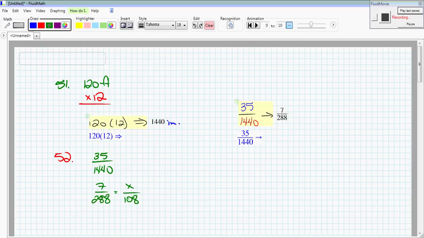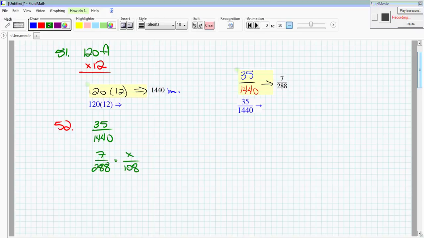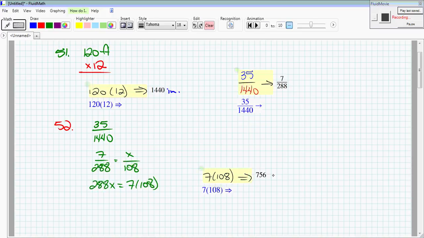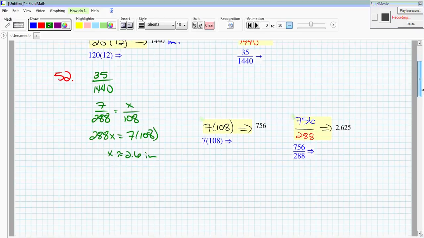Bat over sculpture equals bat over sculpture. From here, we're going to cross multiply, and we get 288x equals 7 times 108. So we take 7 times 108, and then we divide that value of 756 by 288, and what we get, rounded to the nearest tenth, is approximately 2.6 inches.